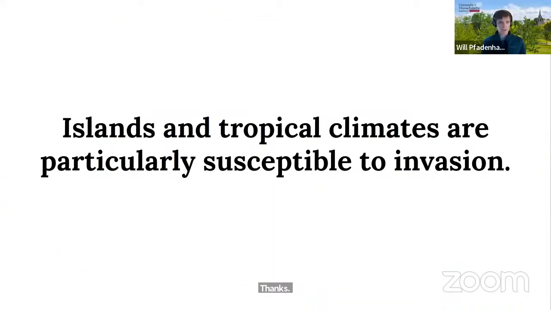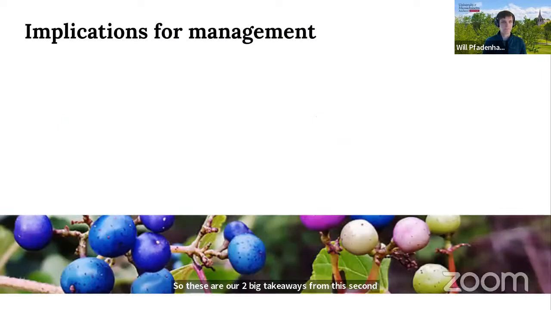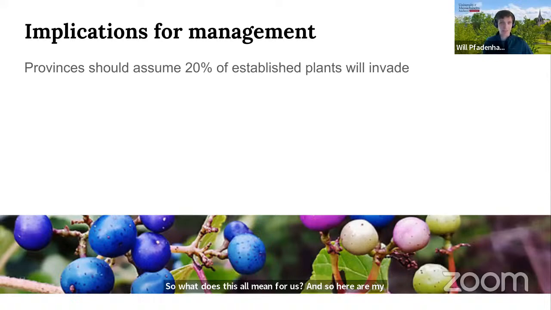So these are our 2 big takeaways from this second question, is that islands and tropical climates are particularly susceptible to invasion. So you might be thinking, well, we don't have a whole lot of islands or tropical regions in Canada. So what does this all mean for us? And so here are my implications for management moving forward.